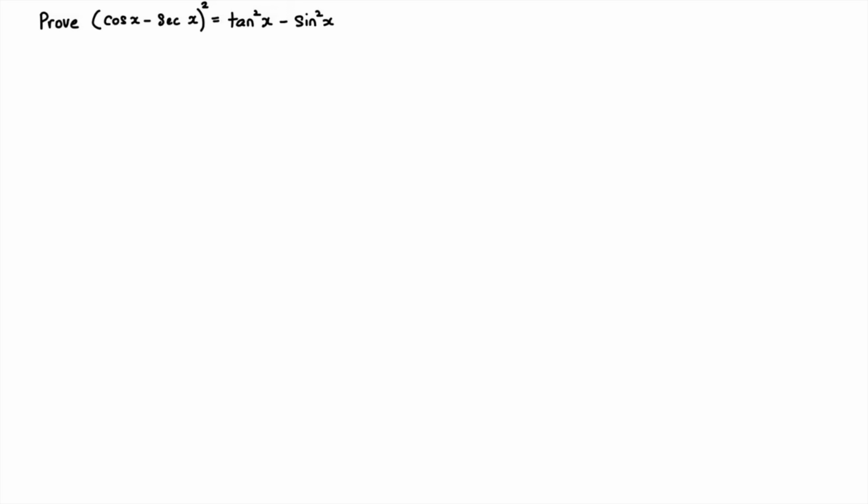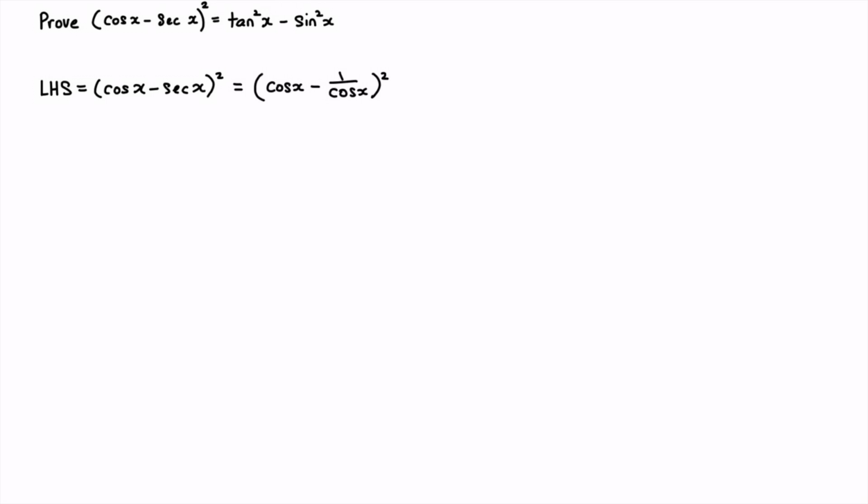In this example, we are trying to prove that the square of cos x minus secant x equals tangent square x minus sine square x. And in this example, the two sides look fairly similar in terms of how complicated they are. But let's start from the left-hand side. We notice that secant x is equal to 1 over cos x, so let's replace that.